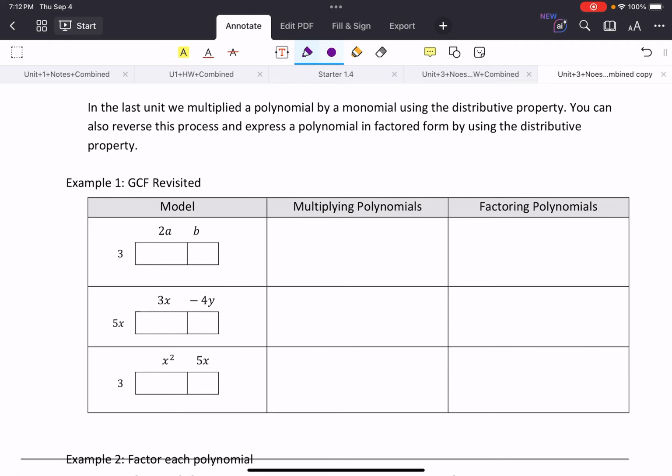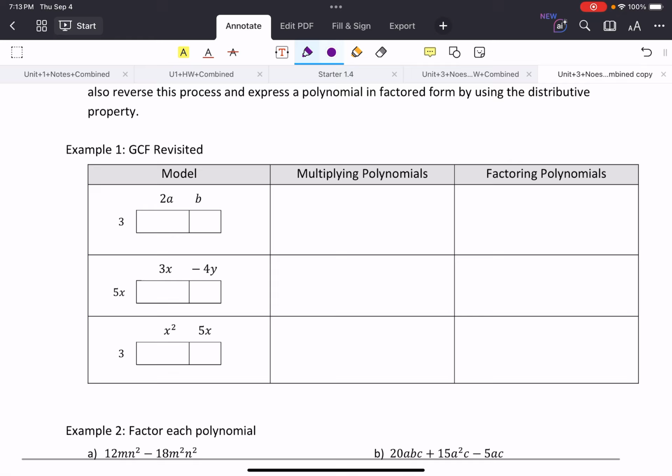So in the last unit, we multiplied a polynomial by a monomial using the distributive property. I'm sure you remember this. We used it by arrows, although we've also done it by the box. You can also reverse this process and express a polynomial in factored form by using the distributive property. This is just a recap of what we did in the 2.3 lesson.